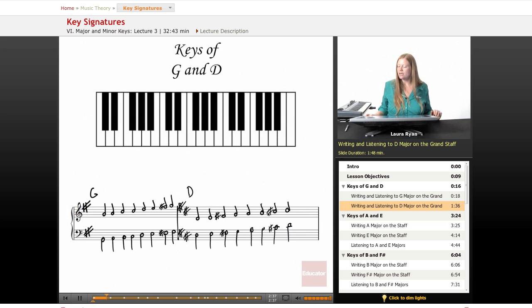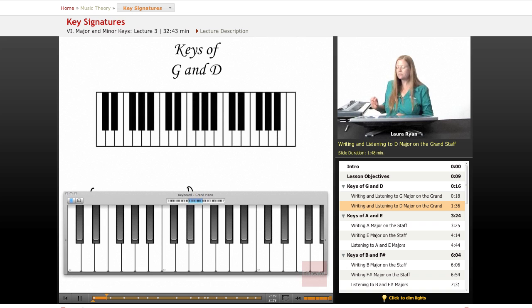Let's play the scale of D. D has 2 sharps, F sharp and C sharp. So if you have a piece starting in D and it ends on D, you know you're in D.